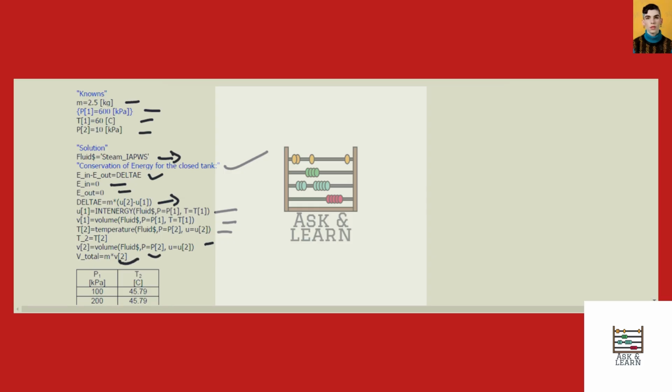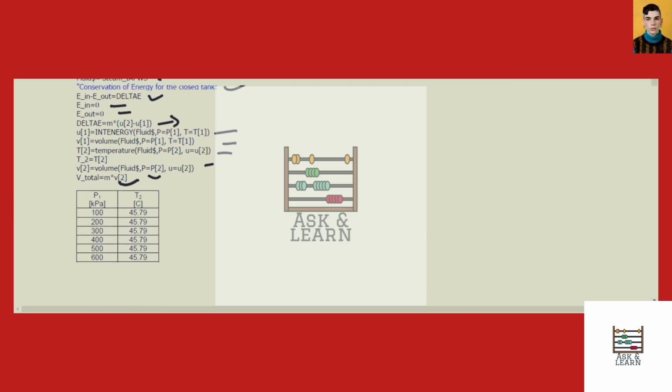Now it has been asked that if the initial pressure varies from 100 kilopascal to 600 kilopascal, what is the final temperature? As you can see, as the pressure increases, the temperature remains constant. This is the result that we are getting while plotting this. So let's see how to plot the graph for this.